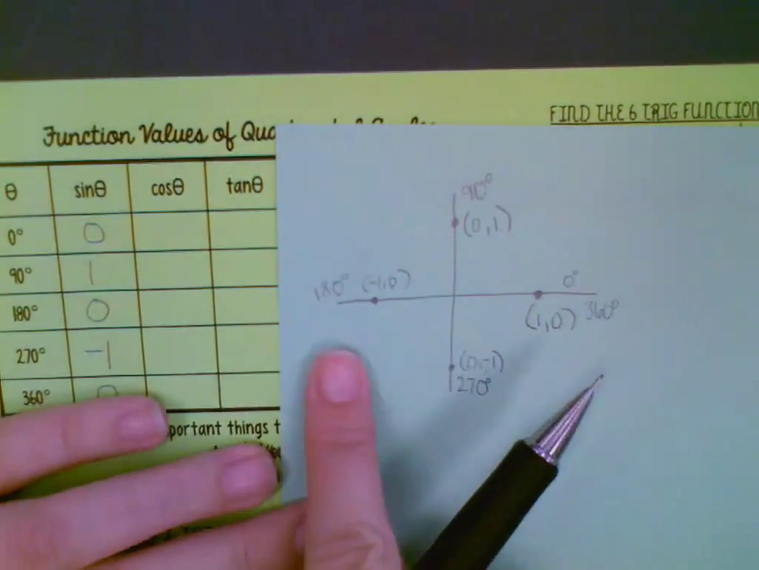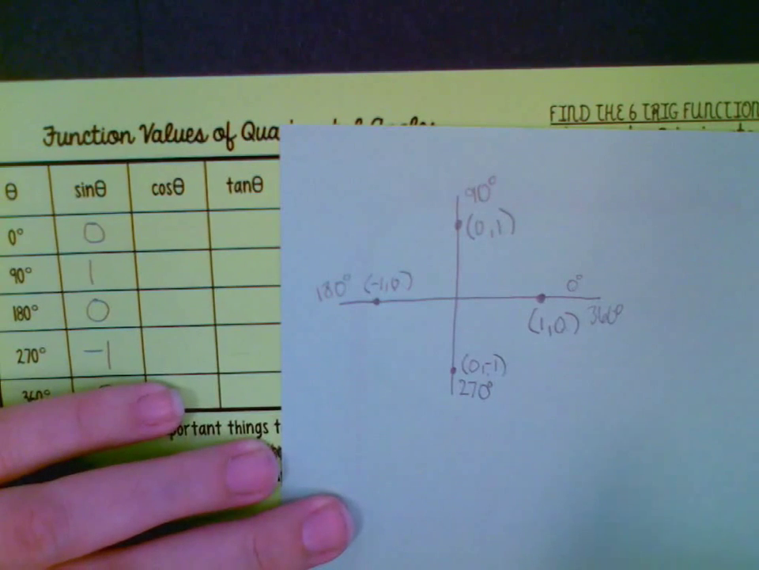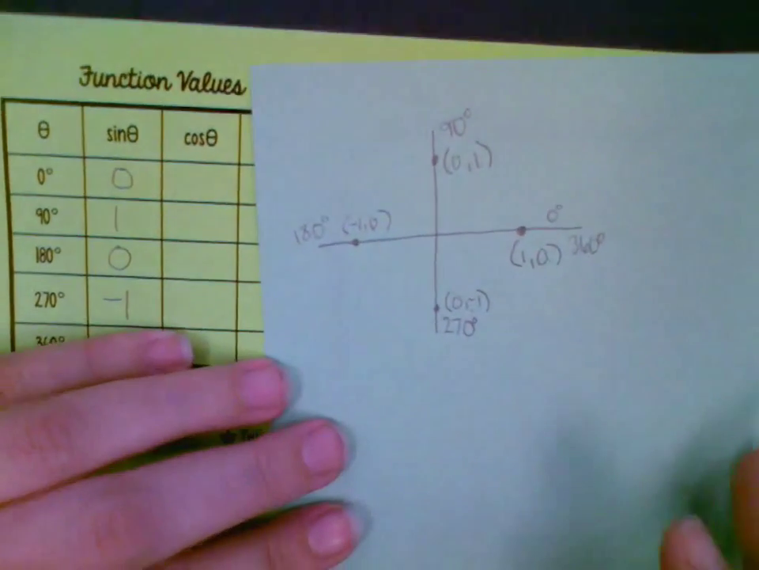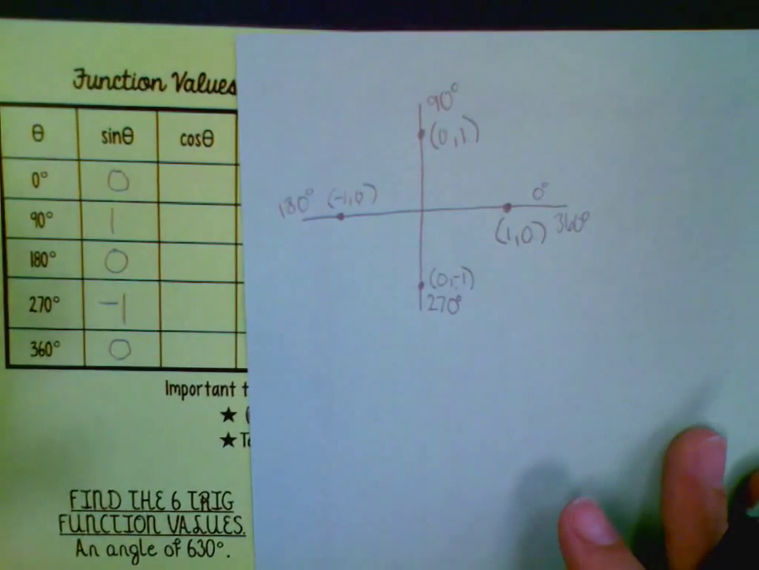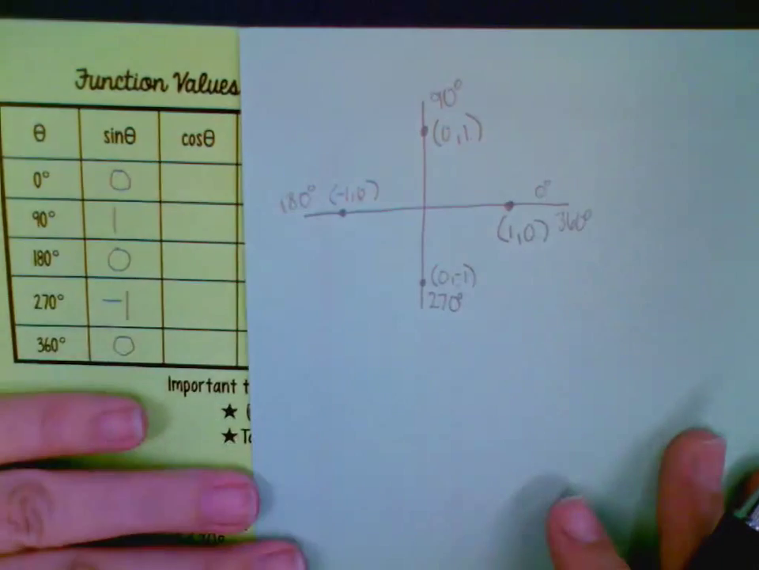Okay, I like to use this idea of sine being y and cosine being x because it's a lot shorter. It's like a shortcut, and we use these values all the time. So to memorize them or to be able to find them quickly, this helps.